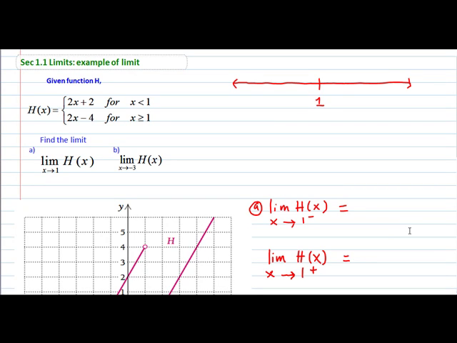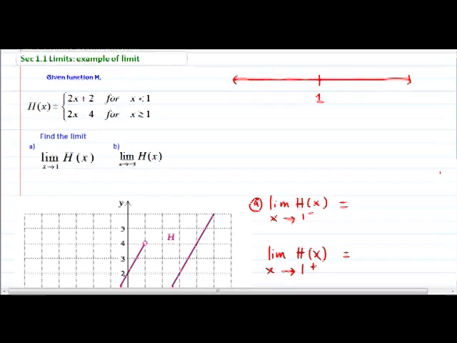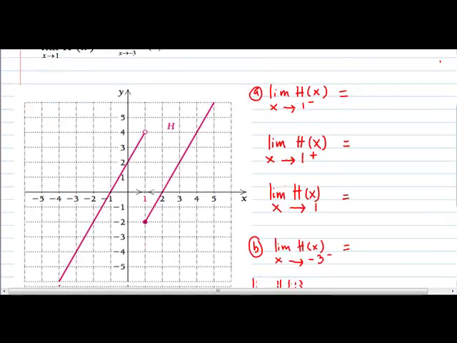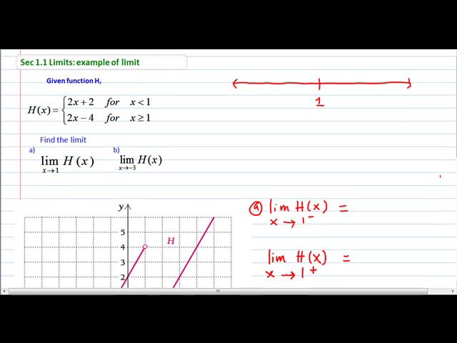In this example, I'm going to show you how to find the limit of the function h. I'm going to show you how to find the limit of the function h by reading the graph, and then I'm going to show you how to use algebra to find the limit. Part A. I'm looking for the limit of function h when x goes to 1, or x approaching 1.